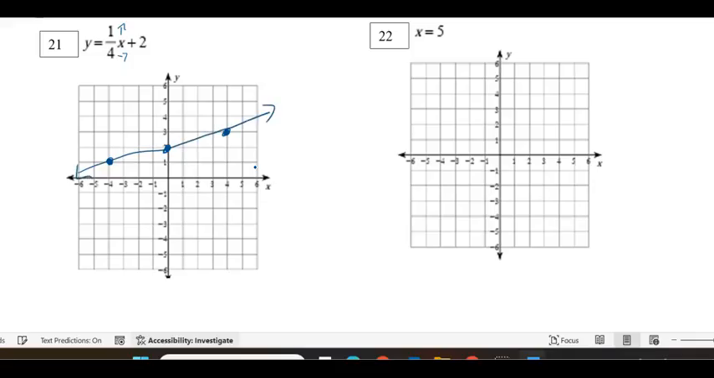There we go. All right, now we have x equals 5. If you remember, when we did y equals just a number, that was a horizontal line. So x equals a number is a vertical line. At x equals 5, I'm going to draw a straight up and down vertical line. Same thing to show you, I'm going to pick 3 points on here. This point right here is 5, 3.